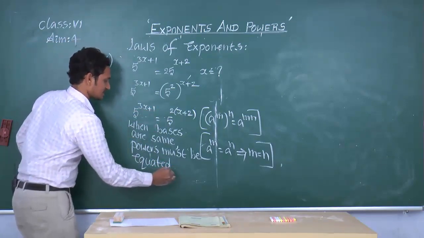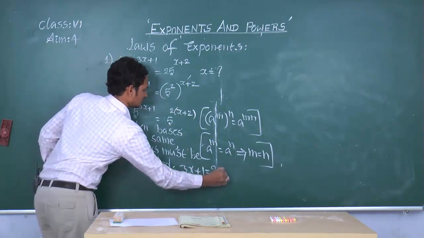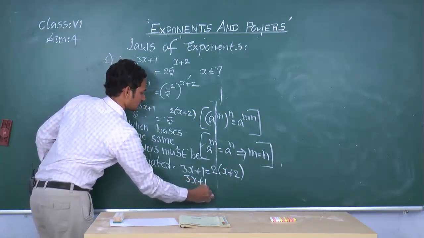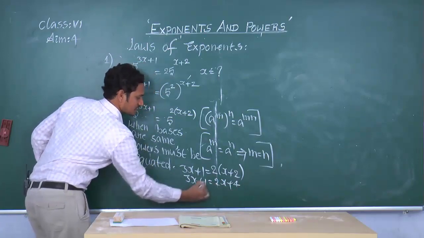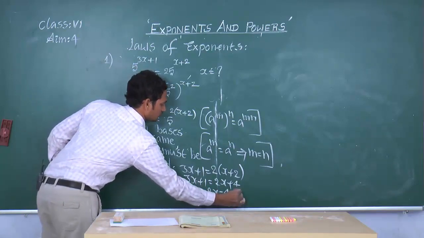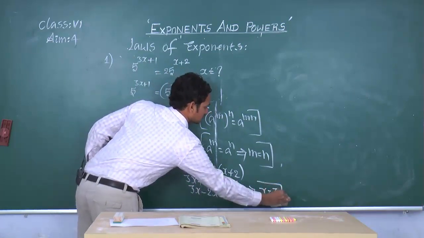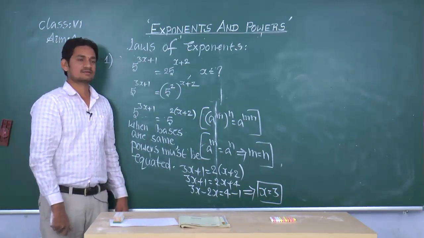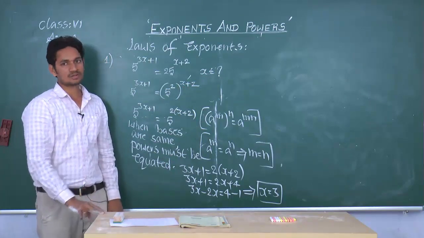We can write 3x plus 1 equal to 2 into x plus 2. We can write 3x plus 1 equal to 2x plus 4. By simplifying, 3x minus 2x equal to 4 minus 1. So we can say x equal to 3. So by using all these laws, we can simplify these results and we can find the value of x in all these cases.